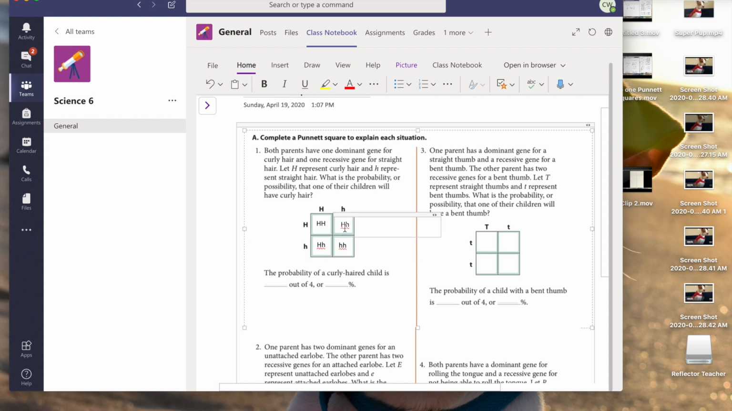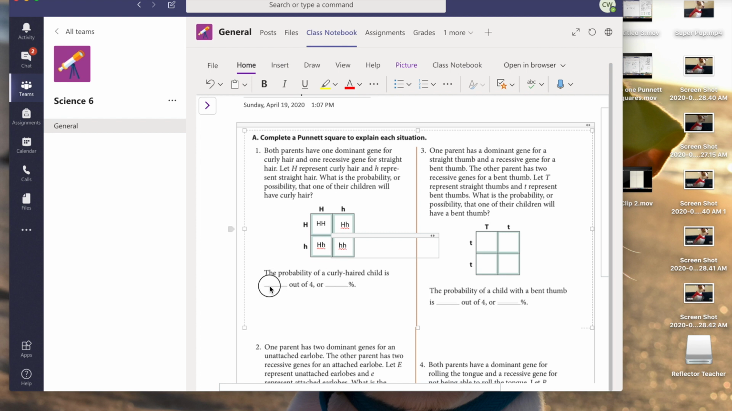The chances that they're going to have hybrid curly hair, 50%. So that's the chances they'll be exactly like their parents. But what will their hair look like? It will look like curly. So there's a 75% chance, or 3 out of 4, that their kids will have curly hair. However, there is a small chance, since they're both carrying the recessive gene, that their kids will have straight hair. And that's just a 25% chance.